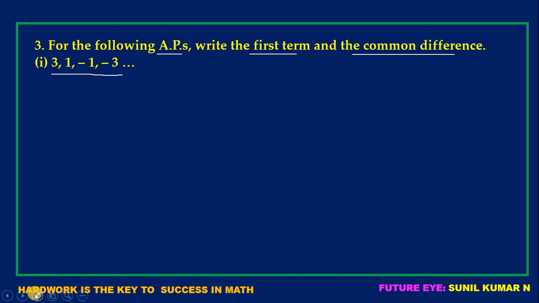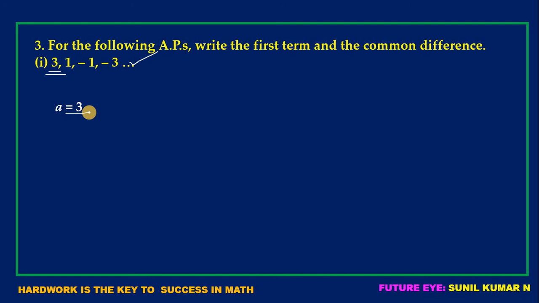Understand the problem first, children. Here APs are given. We need to find the first term and the common difference. Look at the given AP. Here the very first term is 3. Children, the first term is only the value of a, hence there is no difficulty in finding the first term. A is the first term, hence the first term is 3.